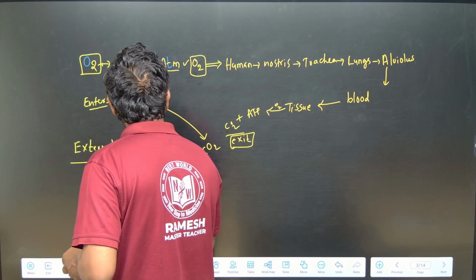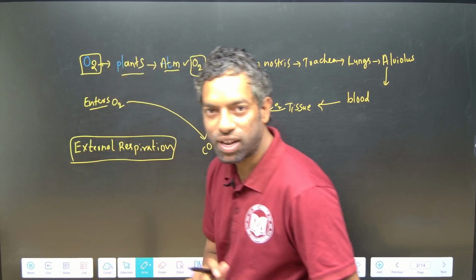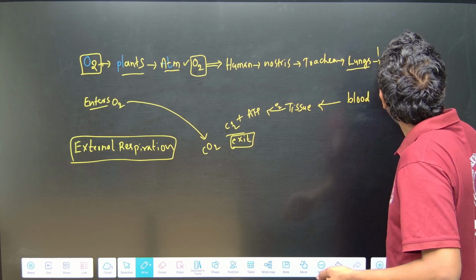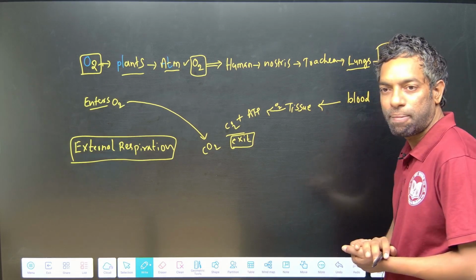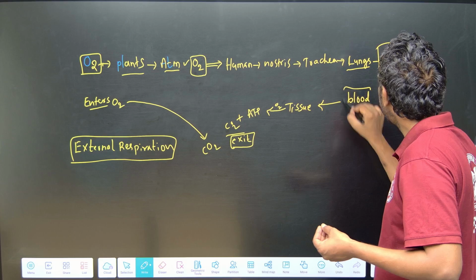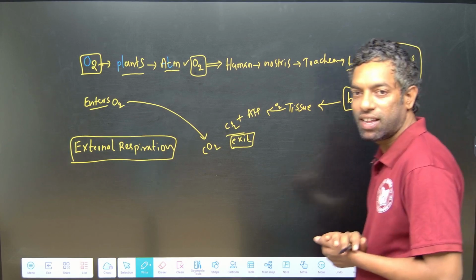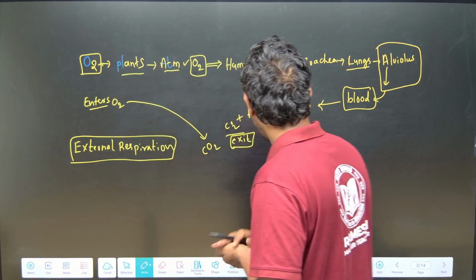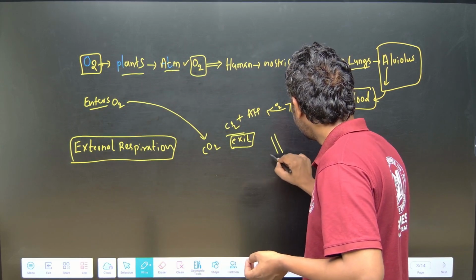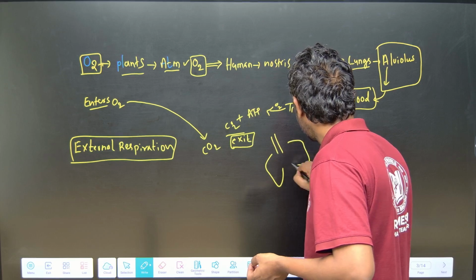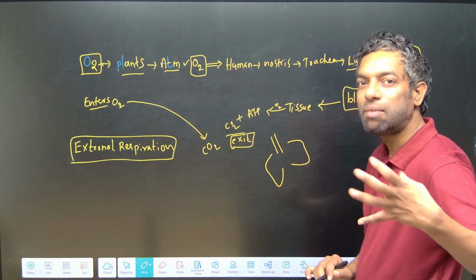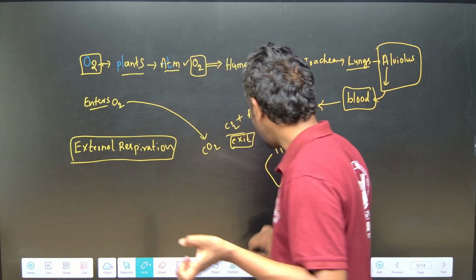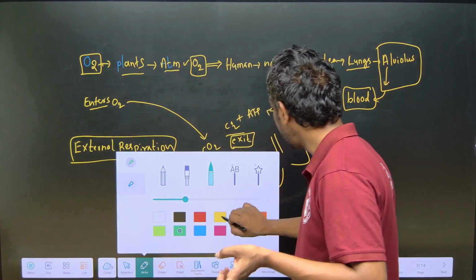External respiration. What goes on in external respiration? Just look at this step. In the lungs there are alveoli, and the blood reaches from the alveolus. This is the lungs. The functional unit of the lung is the alveolus. From the alveolus, just look here.